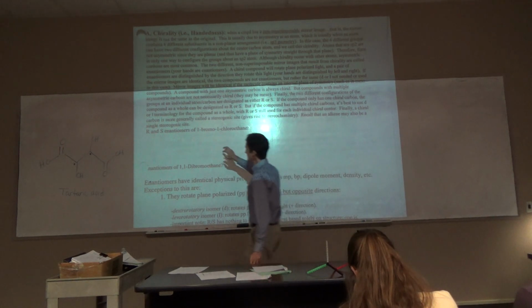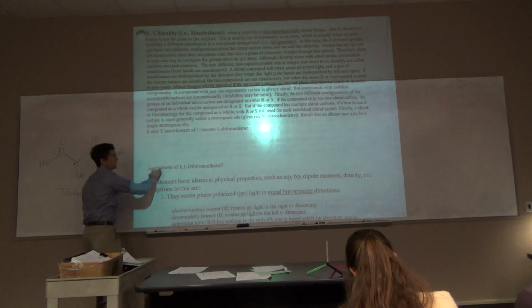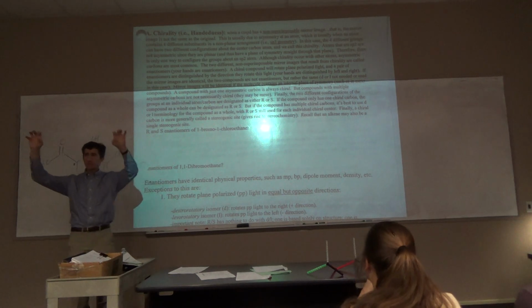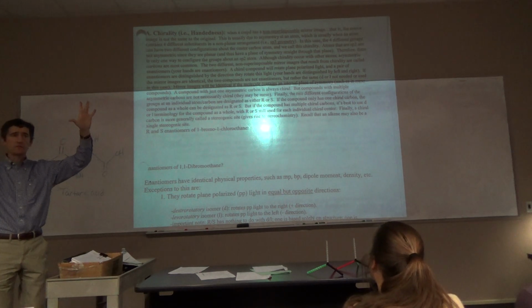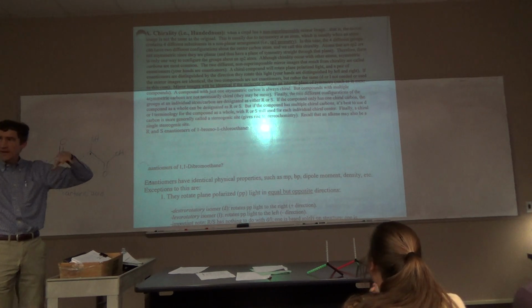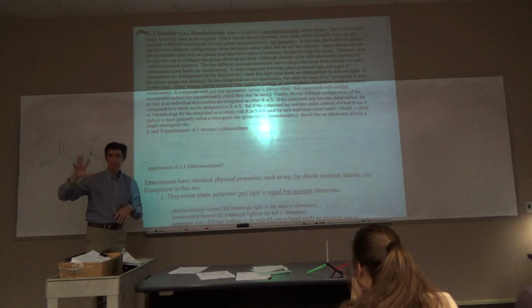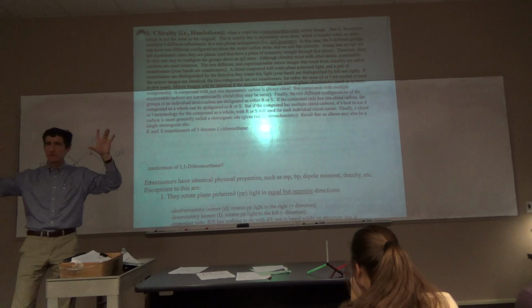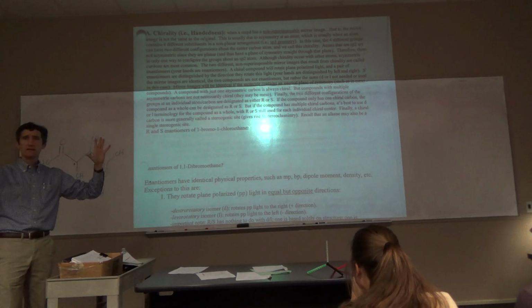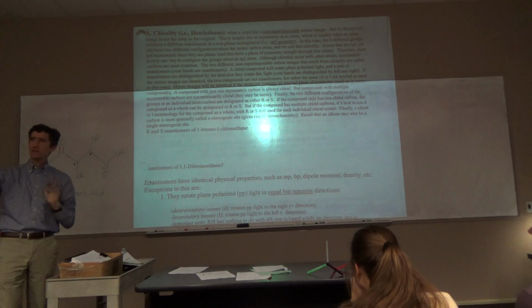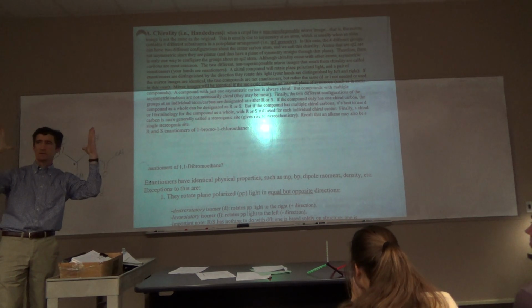Let's start with the R and S enantiomers of 1-bromo-1-chloroethane. And when I say enantiomers, that's like me saying hands. This is a pair of enantiomers, the right hand and the left hand. What's the relationship between my two hands? They're the same, except they're mirror images. If that looks in the mirror, it's going to see this.